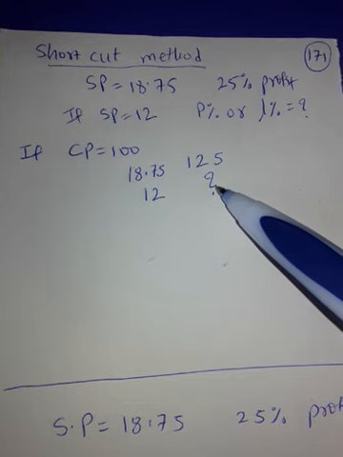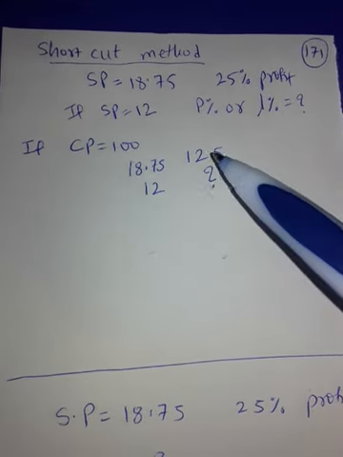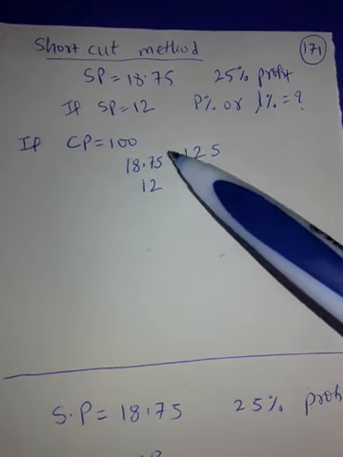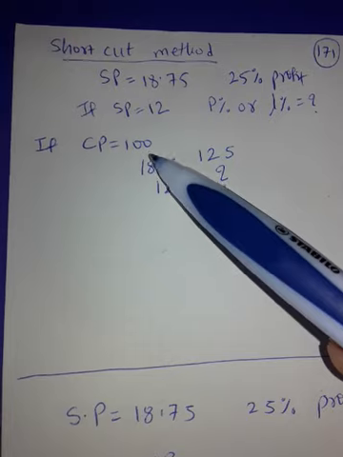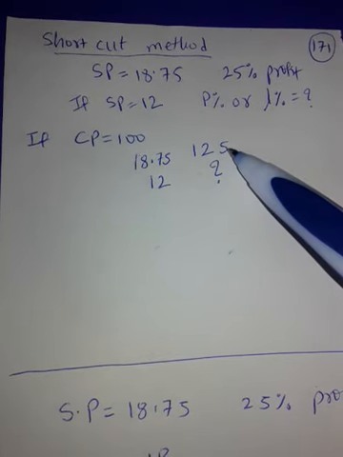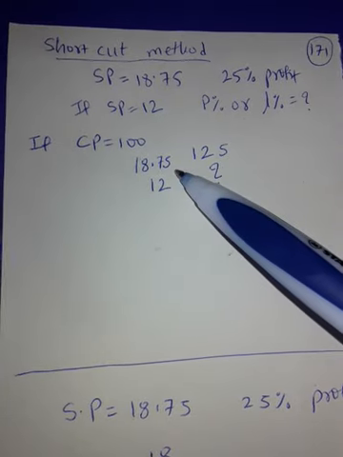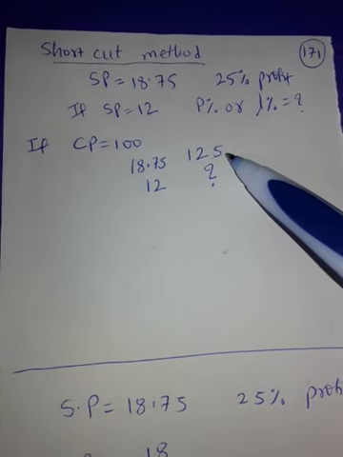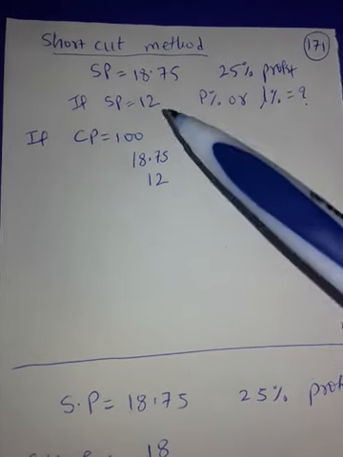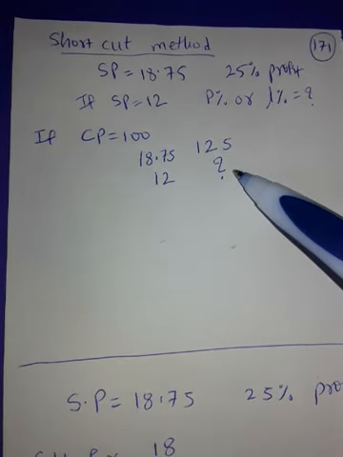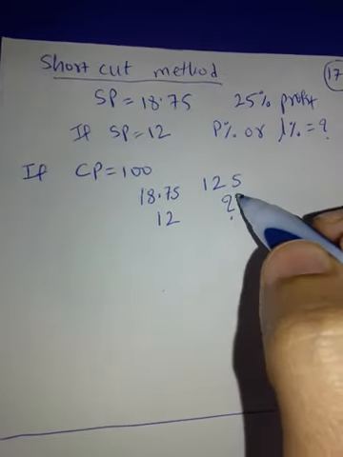12 is equivalent to how much? Are you getting it? This is SP and this is our imaginary SP. If CP is 100, then SP is 125. That SP is this. So if SP is 18.75, it is equivalent to SP 125. So SP 12 is equivalent to what SP? So how will we calculate this again?